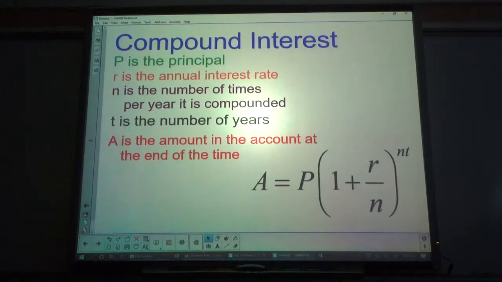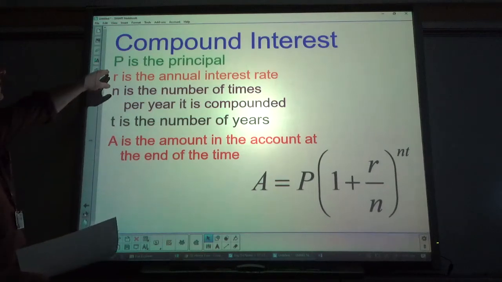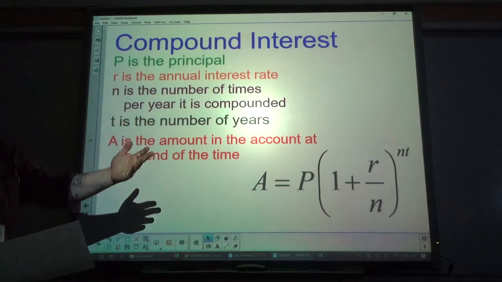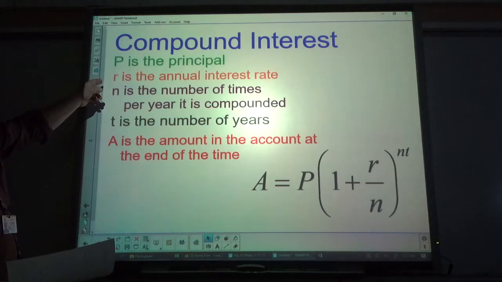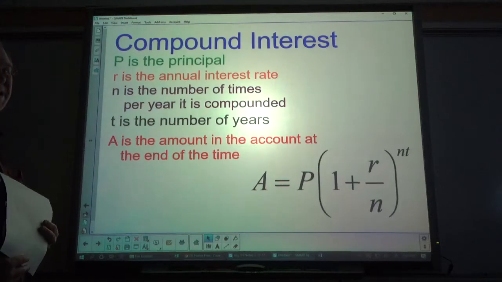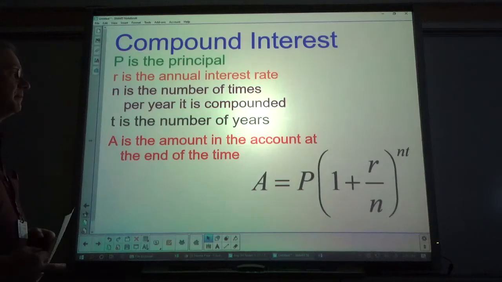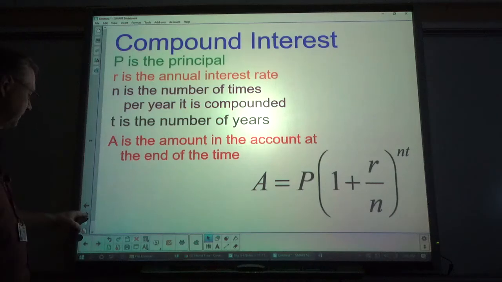Compound interest. The formula is down in the right corner. A equals P times 1 plus R over N to the N times T power. Complicated, but not difficult when you take your time and simplify it. P is the principal, or the amount you borrow or invest. R is the annual interest rate. N is the number of times per year it is compounded. T is the number of years. A is the amount in the account at the end of the time frame. All right, let's use it.